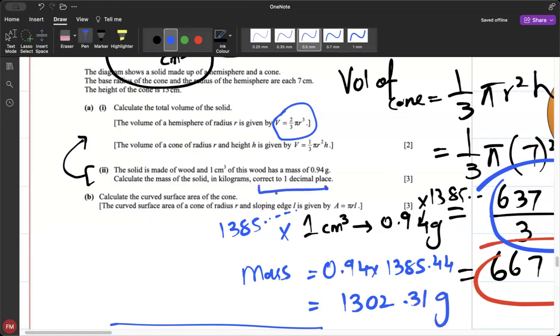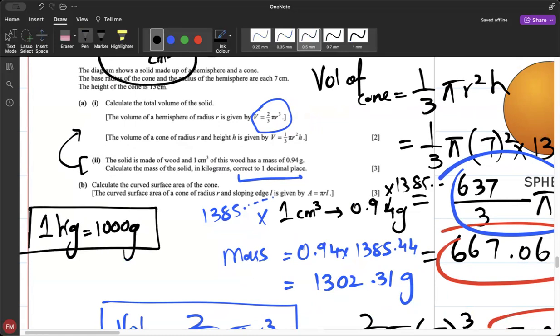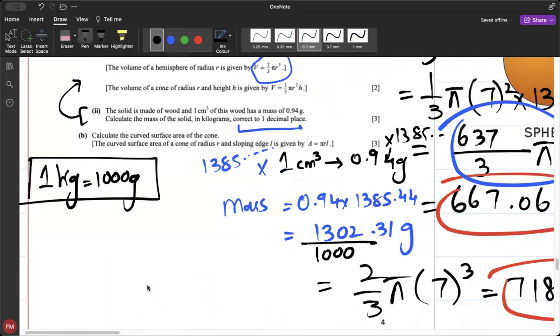The question says write down your answer correct to 1 decimal place, but that has to be done in kgs. So don't you think 1 kilogram is equal to 1,000 grams? You should know this conversion. I'll post the conversions as well if you want, but these are very essential. That means you're supposed to divide this by 1,000. And if I did, my final answer will be 1.302 dot dot dot kg. But they said round off your answer to 1 decimal place. That's it. 1.3 kg.